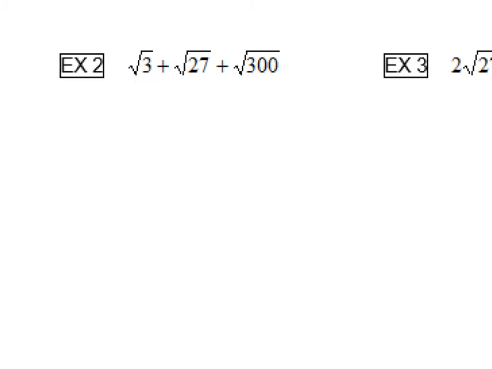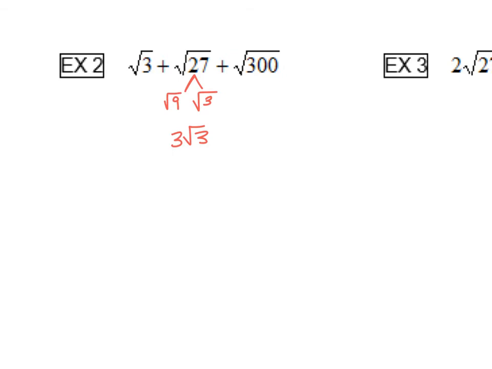Square root of 3 is already reduced. We can't do anything else with that. Square root of 27, we can break that down. So think about your numbers, 4, 9, 16, 25. Well, 9 fits in 3 times. Square root of 9 is 3, square root of 3, so that got reduced.